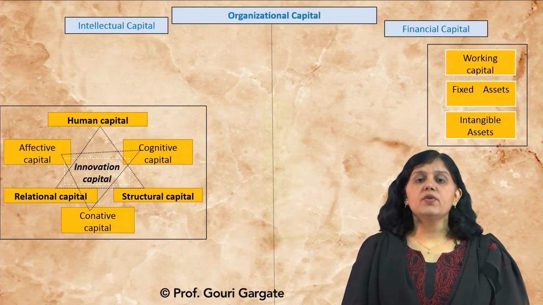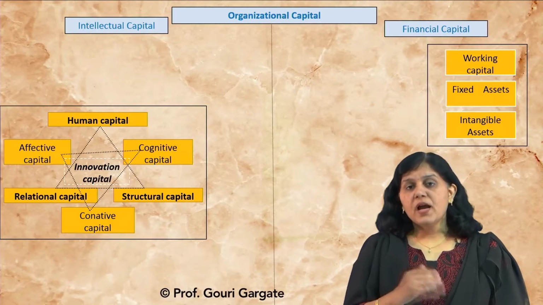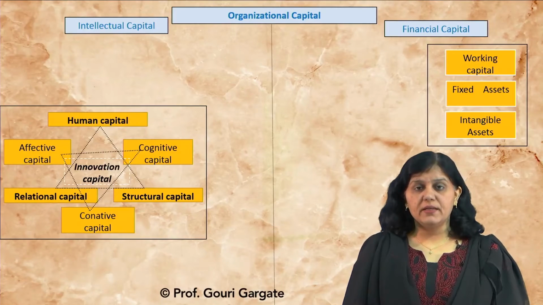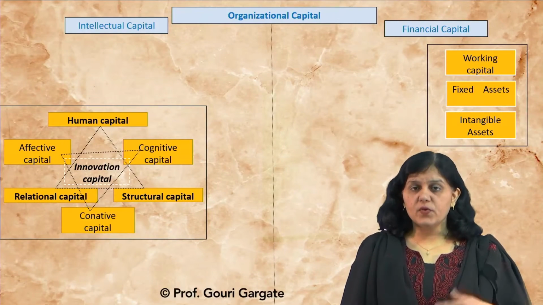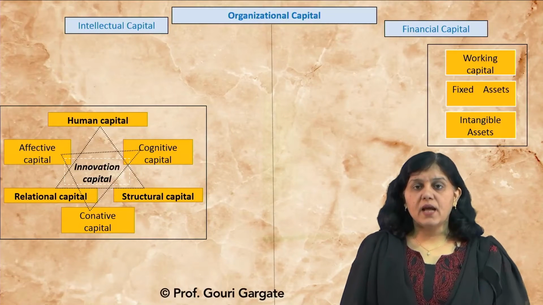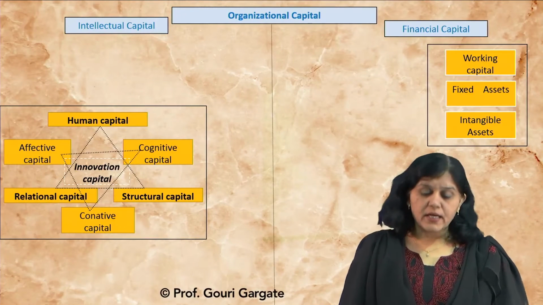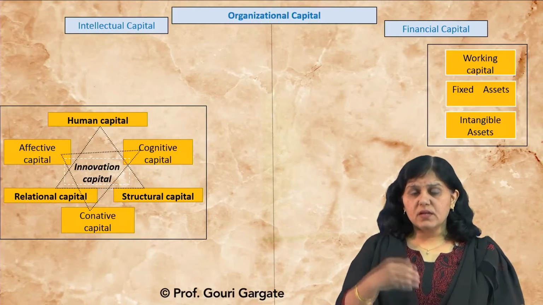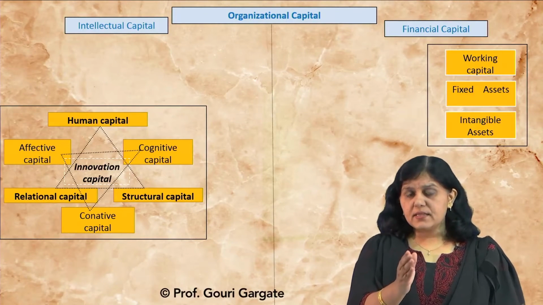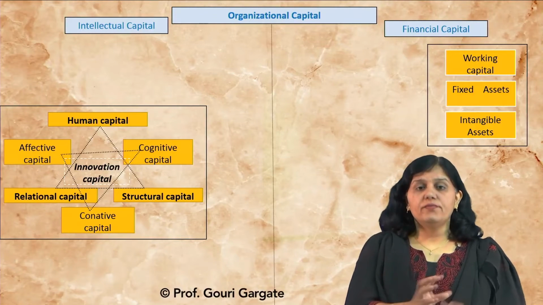The other side, whatever you are seeing on the screen, is the financial capital side. What is included there? It shows that there is working capital, then there are fixed assets, and then there are intangible assets, right. Now this is the outcome of your activity.